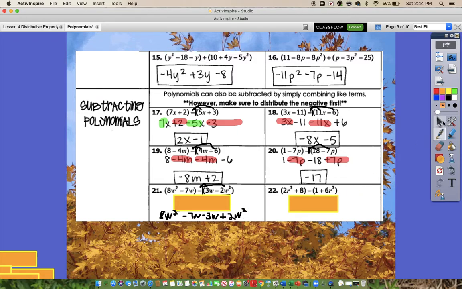All right, and then combine like terms. 8w squared plus 2w squared gives me 10w squared. And negative 7w plus negative 3w would give me negative 10w.